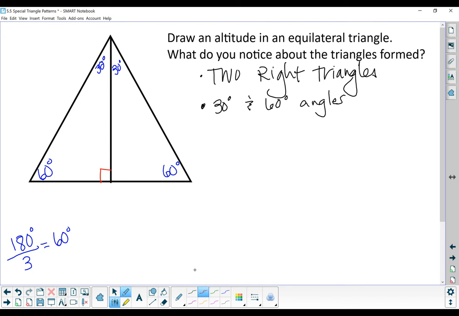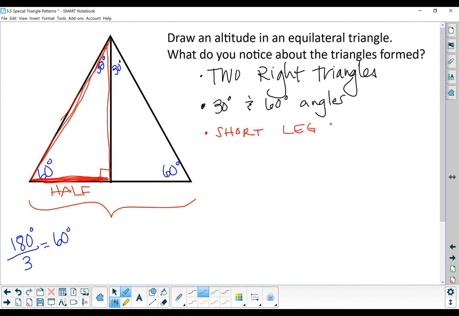And if we're thinking about this triangle maybe on the left, this leg down at the bottom is half of that side. The hypotenuse is the same as the whole side of the equilateral triangle. So the short leg, and this is kind of hard to word, but the short leg is half of the hypotenuse.